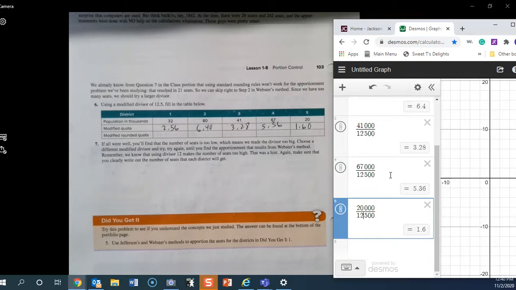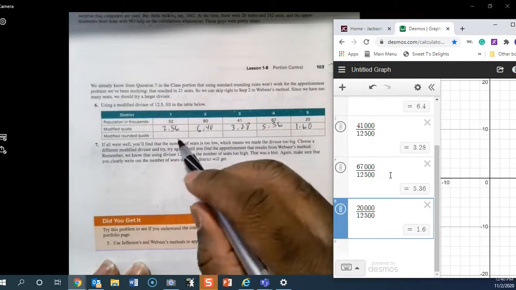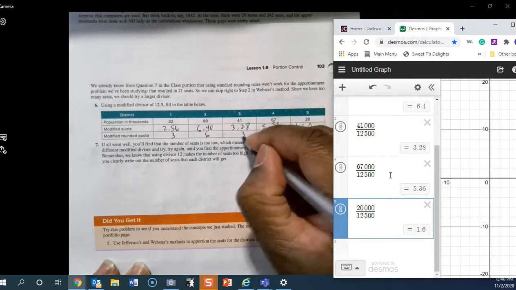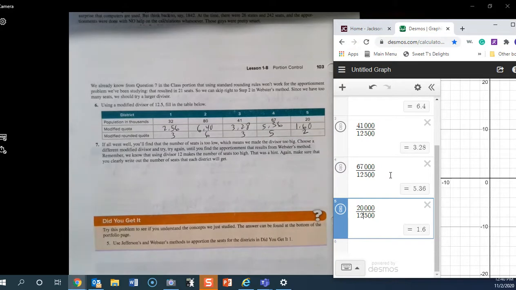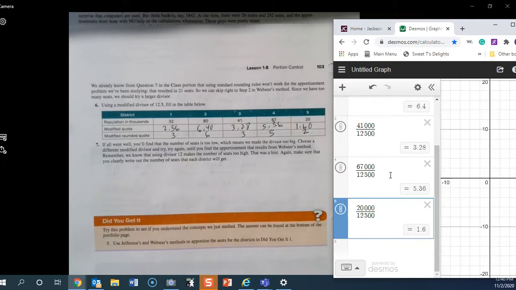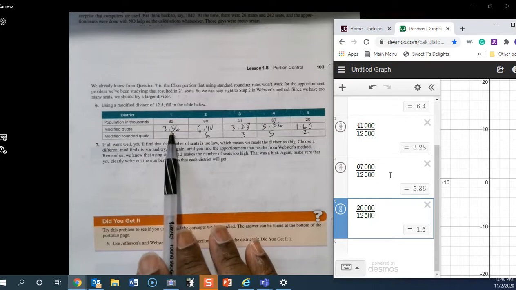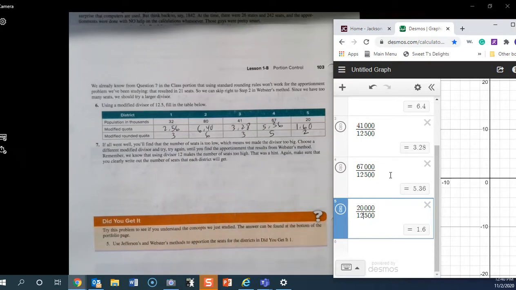All right, now, if all went well, you will find that the number of seats is too low. So we need to do the modified rounded quota, which means regular rounding here. This rounds to 3, this rounds to 6, this would be 3, 5, and also 2, because we know if the decimal is 0.5 or higher, we'll round up to the next whole number. If it is less than 0.5, then we just keep the number in front of the decimal.